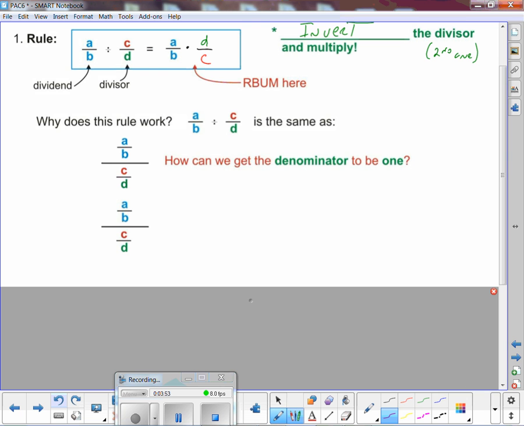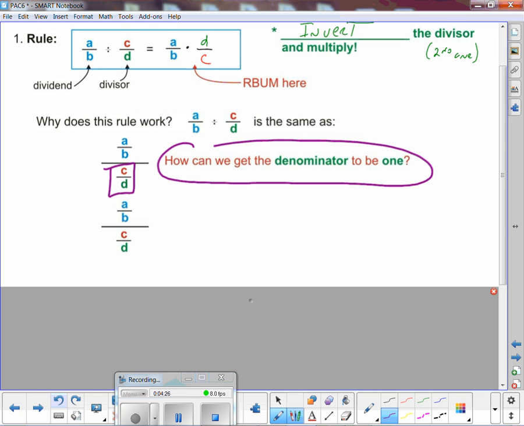Here's the problem. For our fraction, the top, the numerator, is a fraction. That's no good. Not only that, the bottom of our fraction right here is also a fraction. That's no good. You never want a fraction for a numerator or a fraction for a denominator. We need to get rid of that. Well, it's easy to get rid of it. And it's the question, how do we get the denominator to be one?